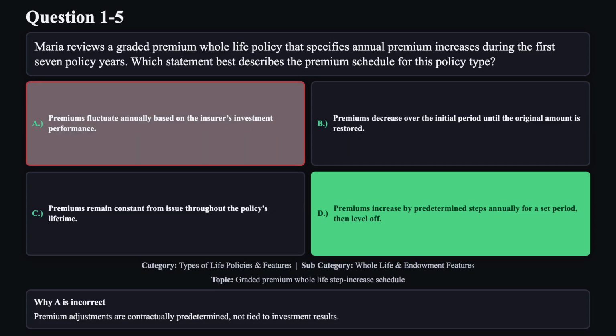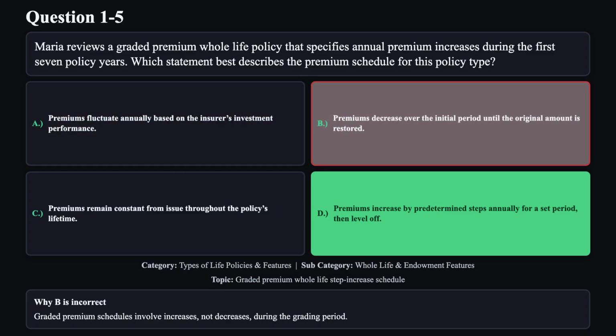Reason A is not correct. Premium adjustments are contractually predetermined, not tied to investment results. Reason B is not correct. Graded premium schedules involve increases, not decreases during the grading period.